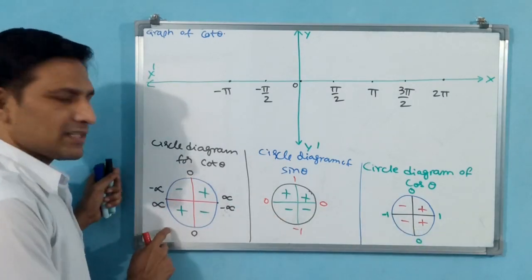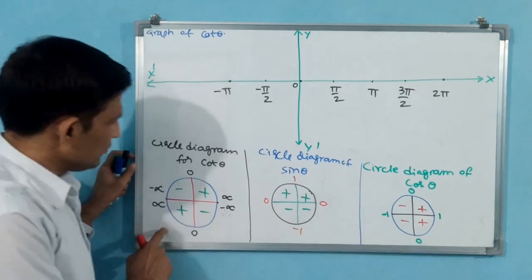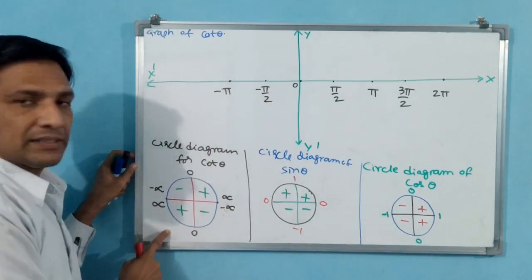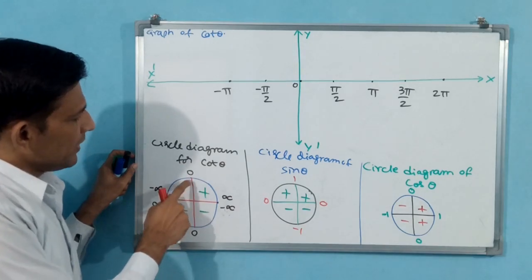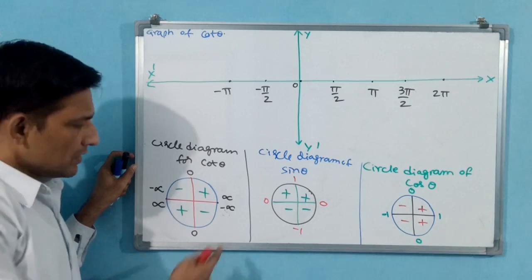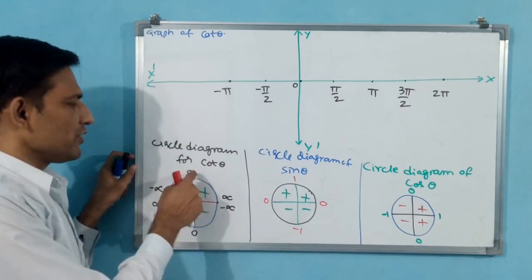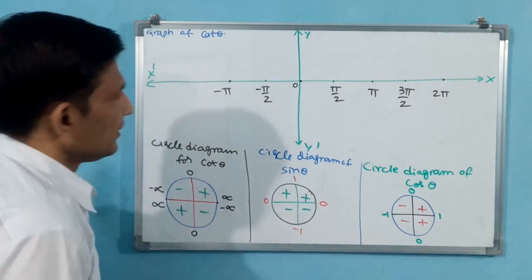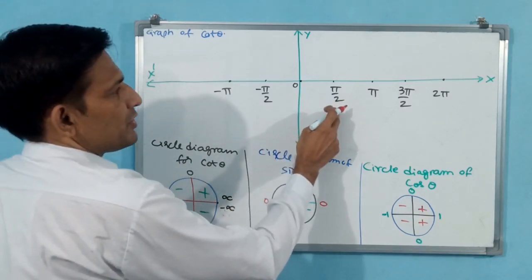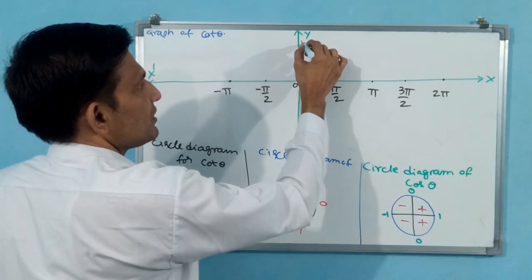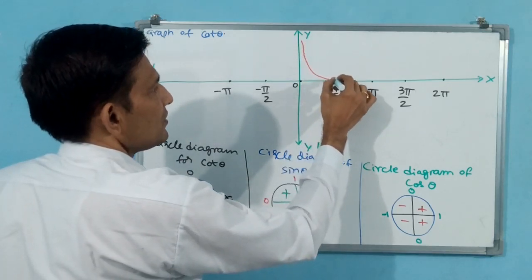Now you see here cot theta, these two you forget. Why? Because for cot theta we have drawn this circle diagram, the circle diagram of cot theta. Now you see, at 0 degree itself it is infinity. On the positive side, positive infinity to 0, it is reducing. Positive infinity to 0, see how it is coming.